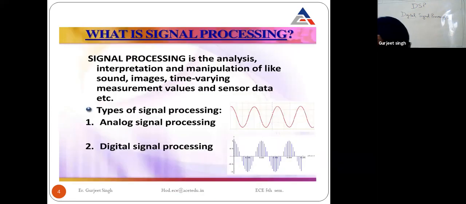Next, what is signal processing? Signal processing means we are modifying the signals according to our need. It is called signal processing. We can also say that signal processing is the analysis of the signals. Analysis of the signals means taking the information from the signals, or doing manipulations of the signals. These come under the category of signal processing.